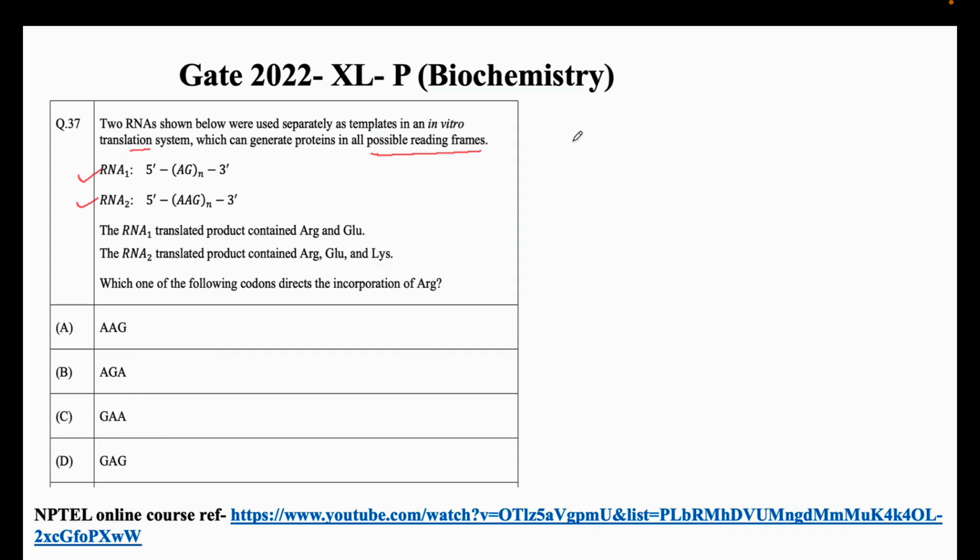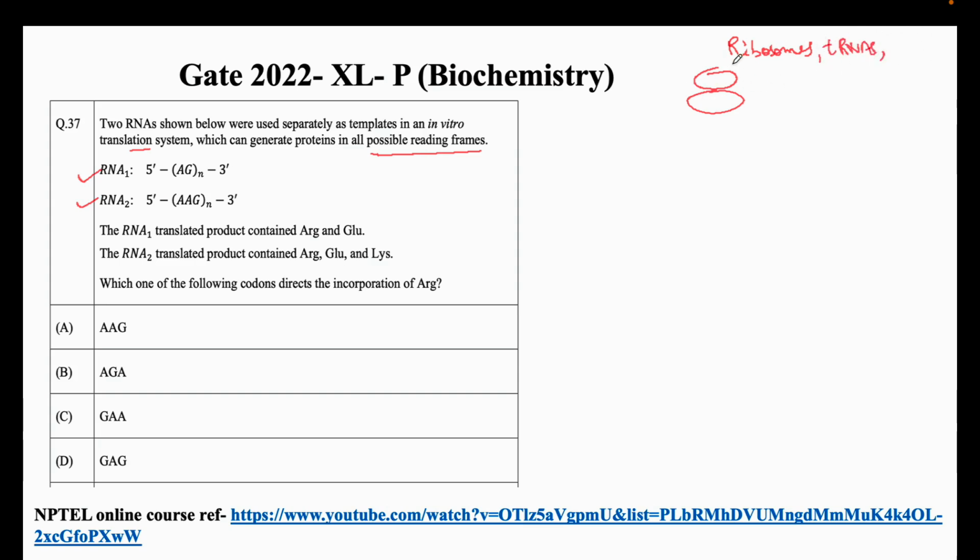We all know what an in vitro translation system is. In an in vitro translation system, we have ribosomes, eukaryotic or prokaryotic, whichever translation system we are using. In the lab we generally use a whole cell extract from either a plant or an animal source as a translation system. That extract will contain all the machinery, which includes ribosomes and tRNAs.